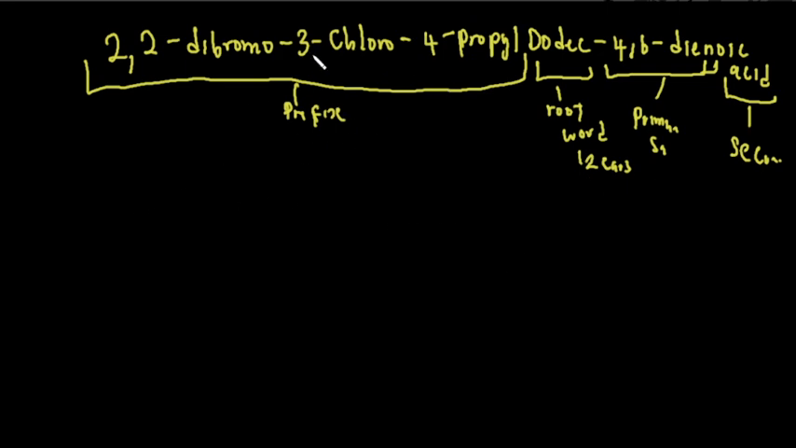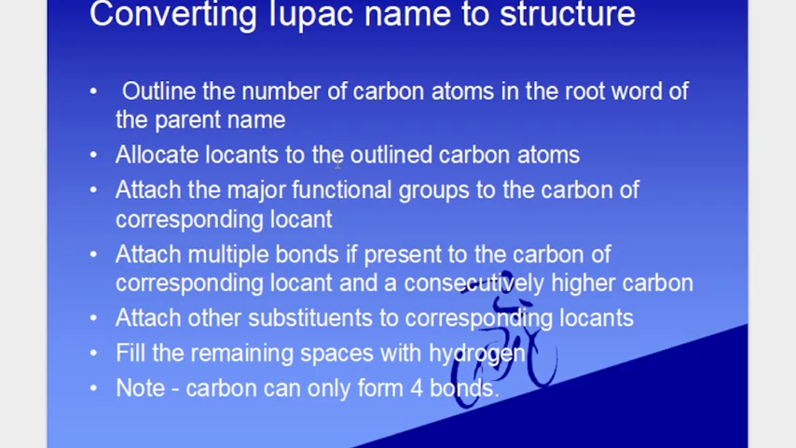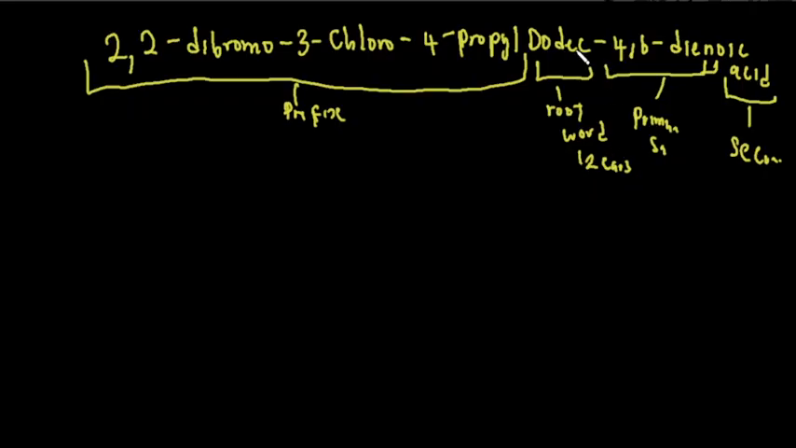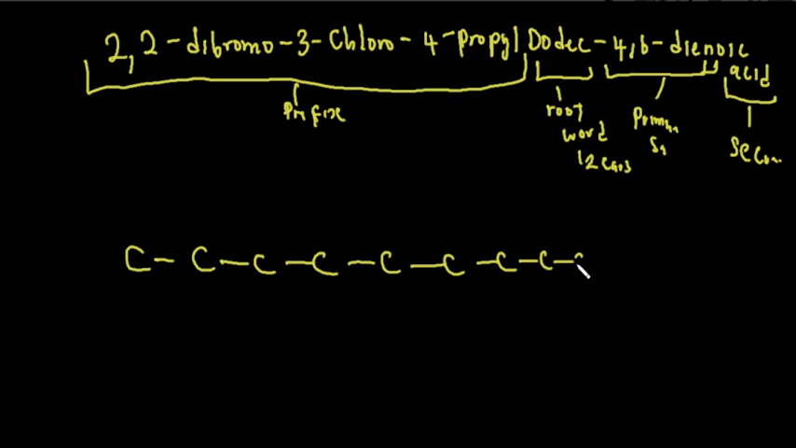The prefix, as I said, is this particular part. The first rule says that we should not consider the prefix but outline the number of carbon atoms in the root word of the parent name. The root word of the parent name is dodec, which means 12. So we're going to put out 12 carbon atoms: 1, 2, 3, 4, 5, 6, 7, 8, 9, 10, 11, 12. Just to confirm, 1, 2, 3, 4, 5, 6, 7, 8, 9, 10, 11, 12.